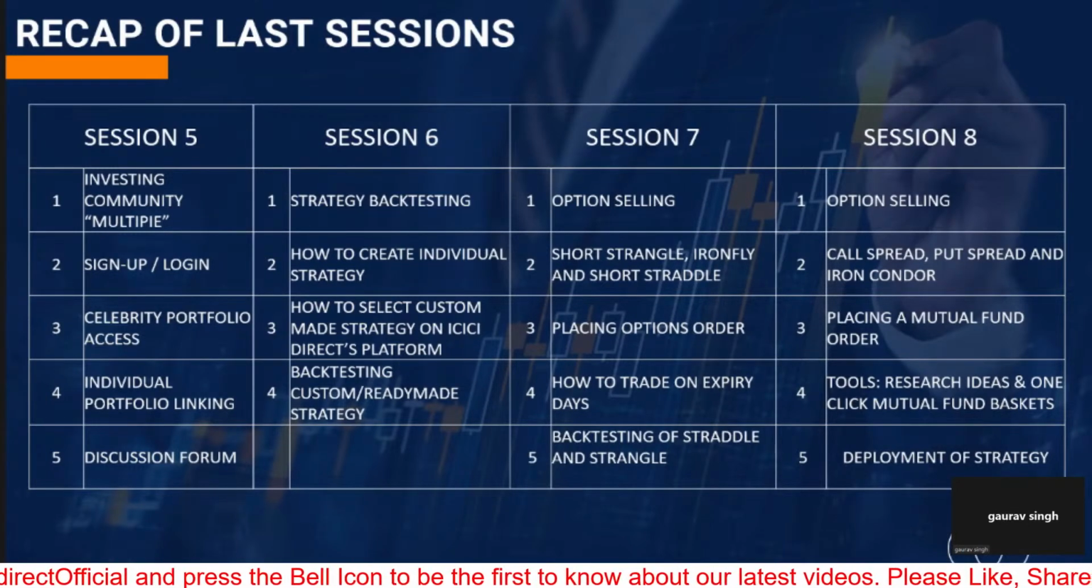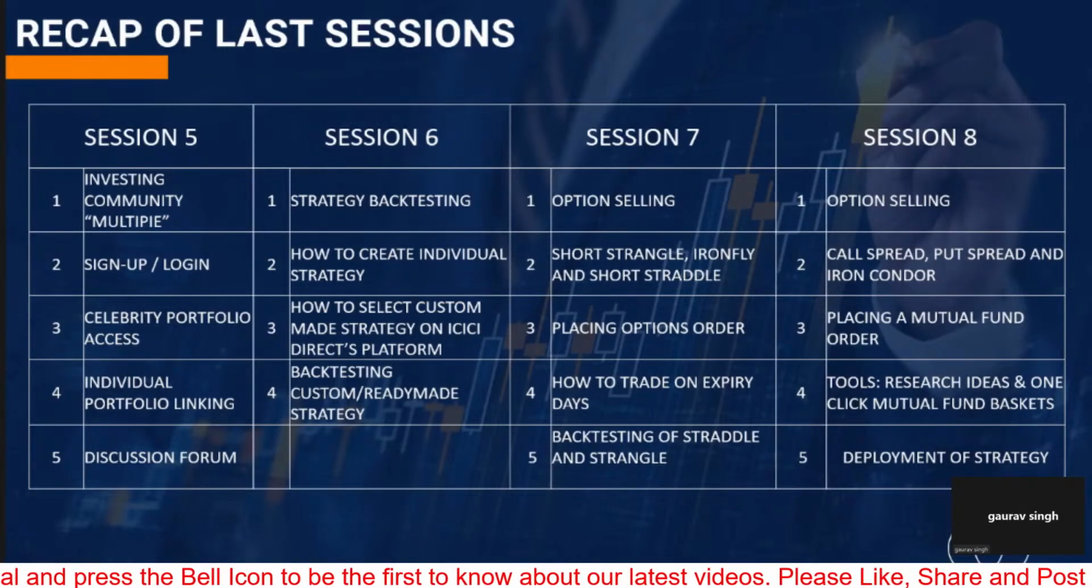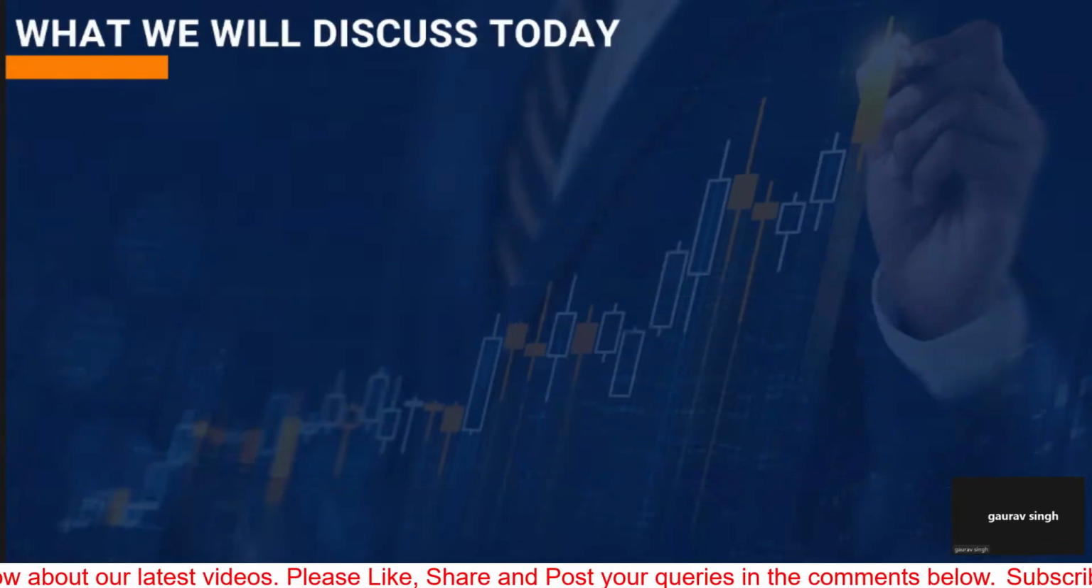How can you deploy short strangle, iron fly, short straddle? How can you trade them for intraday, and how can you trade them positionally? This we did in the budget week, where we spoke about the 21,700 straddle with Nitish. So this is what we discussed. And in session 8, we spoke about other strategies, that is bull call spread, bull put, bear put spread, and also iron condor.